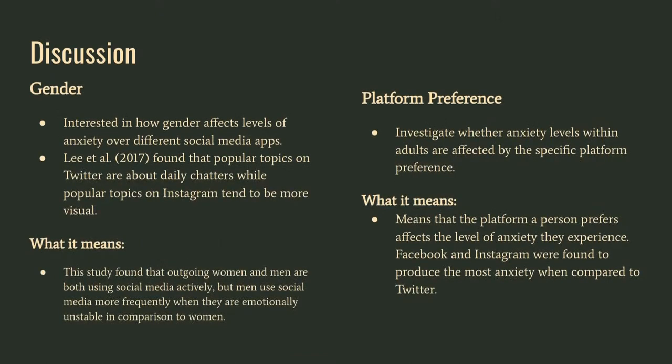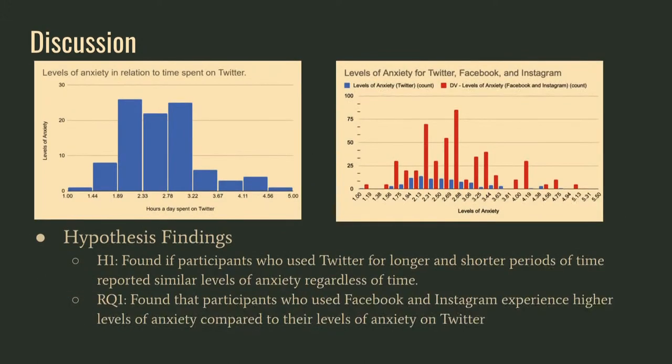We also looked at how gender affected anxiety levels and found that men tend to use social media more when they feel emotionally distressed. Platform preference found that more people use Facebook and Instagram than Twitter, which leads us to our findings. In our findings, table one shows that our levels were not significant because they don't differ too much from short versus long periods of time. And table two shows the participants that use Facebook and Instagram more show extremely higher levels of anxiety than those that use Twitter.